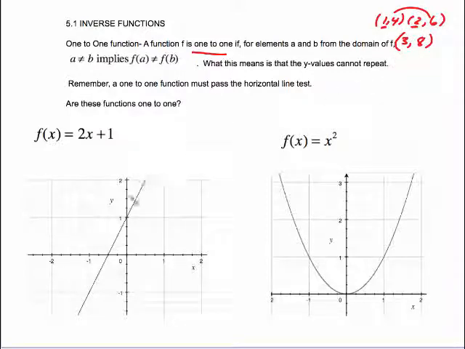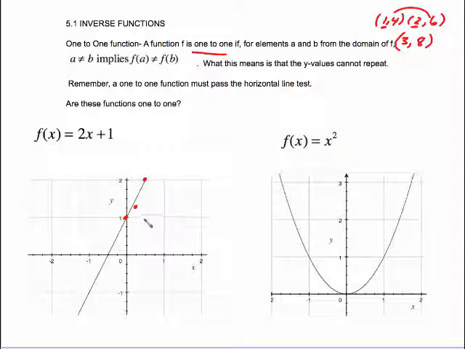So take a look at some of these graphs and see if this fits. Take a look at these ordered pairs. This is the ordered pair (0, 1). This might be (1/4, 1 1/4), (1/2, 2), etc. At no time did I repeat the y value. Therefore, this function is one-to-one.